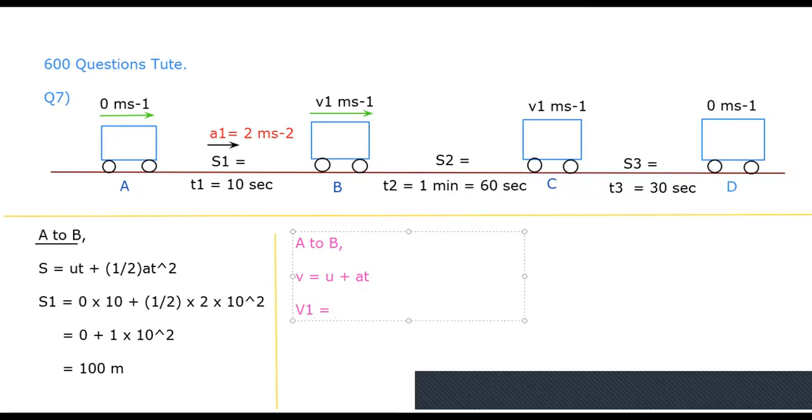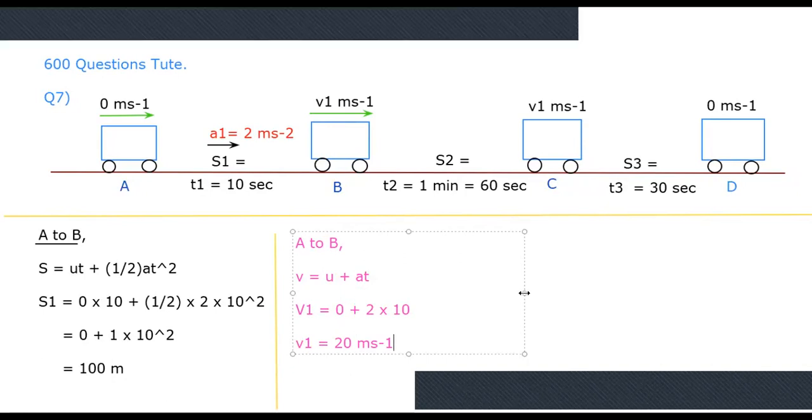Initial velocity is the velocity at A, that is 0, plus acceleration is given as 2, time taken is given as 10. So 2 times 10 is 20, 20 plus 0 is 20. So V1 is found as 20 meters per second. Who got this answer earlier than me? Anybody in the class? Very good.